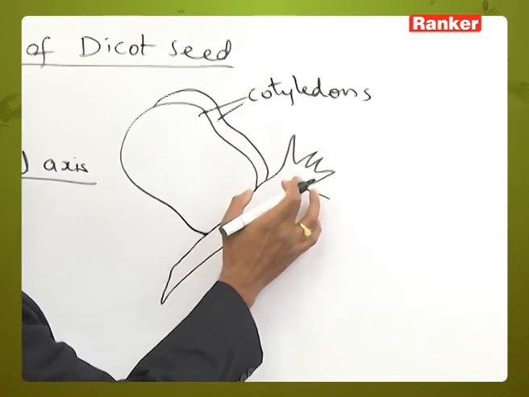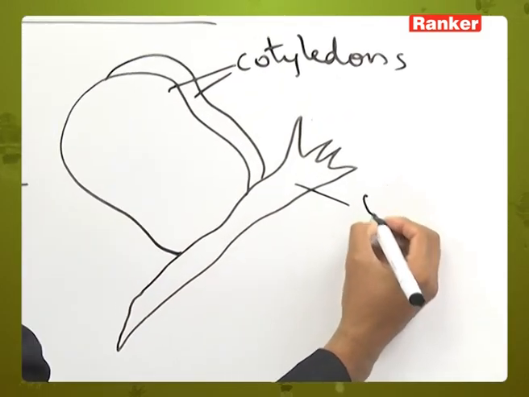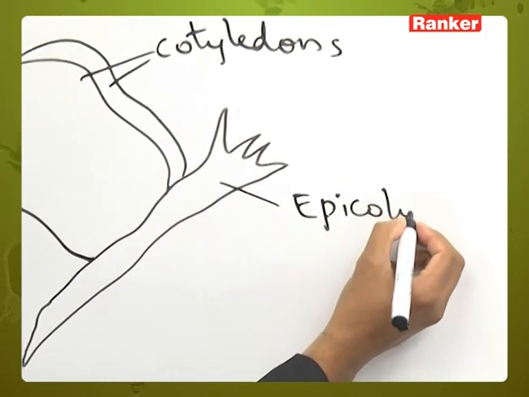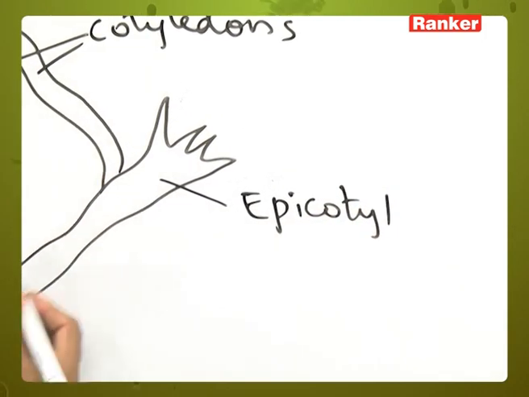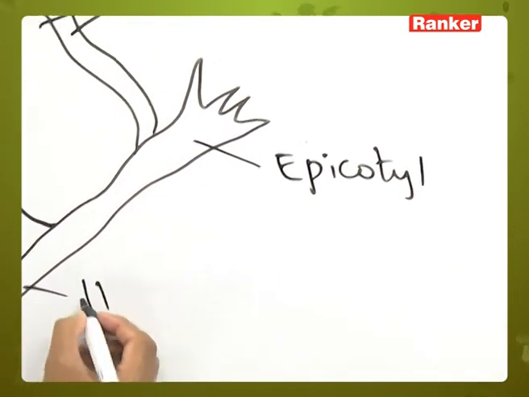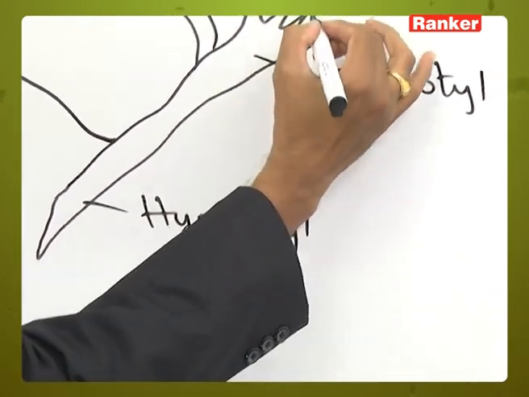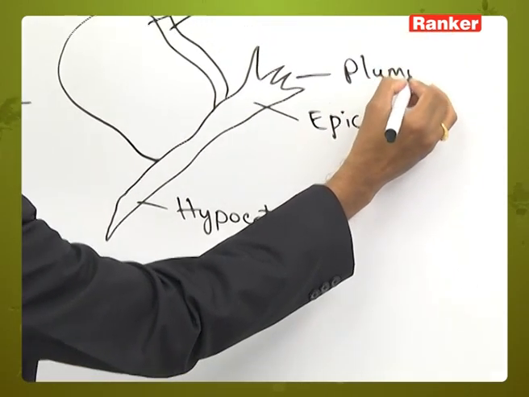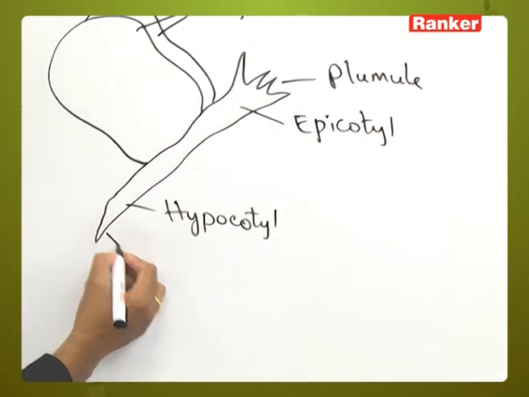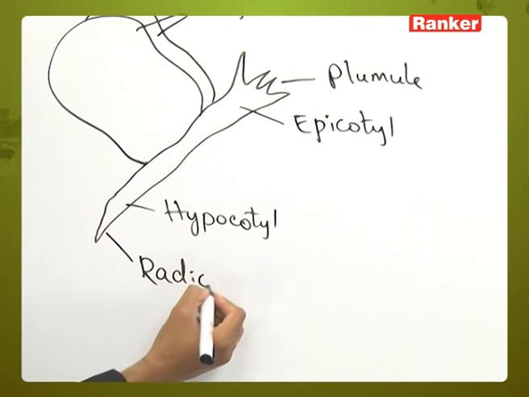The part above the cotyledons is called the epicotyle, and the part below the cotyledon attachment is called the hypocotyle. Above the epicotyle is the plumule, and below the hypocotyle this part is called the radicle.